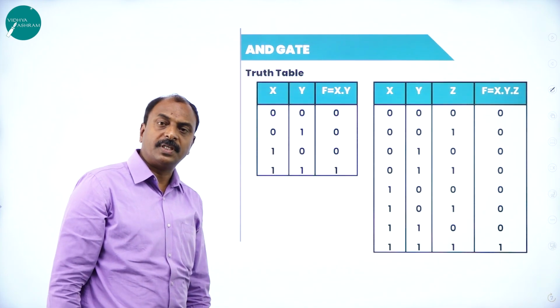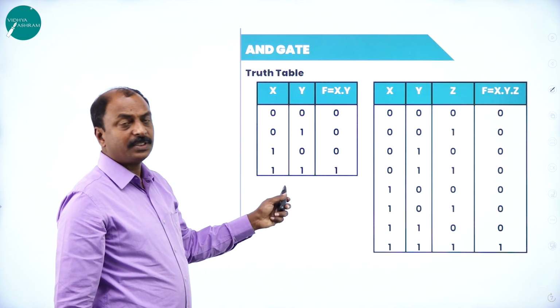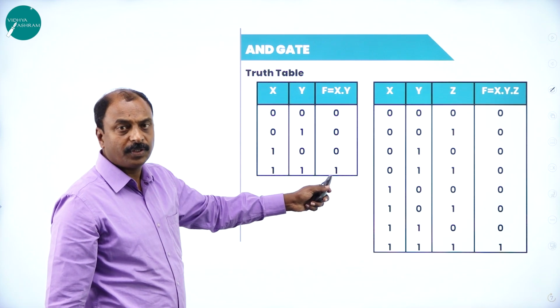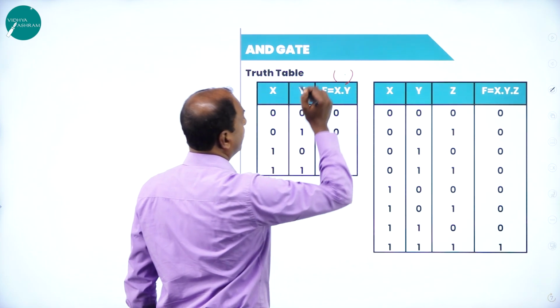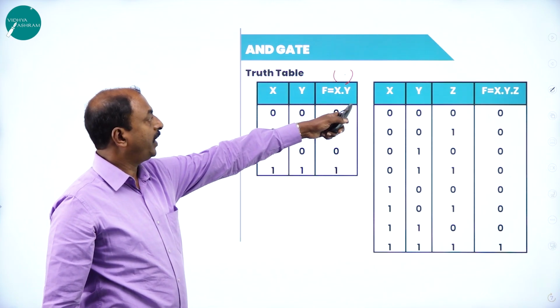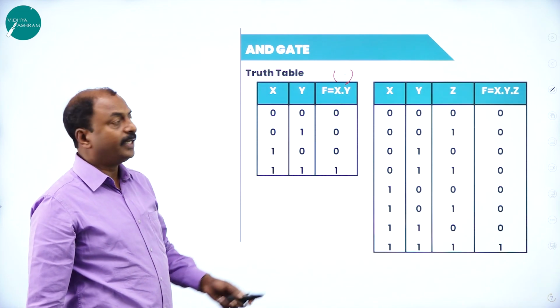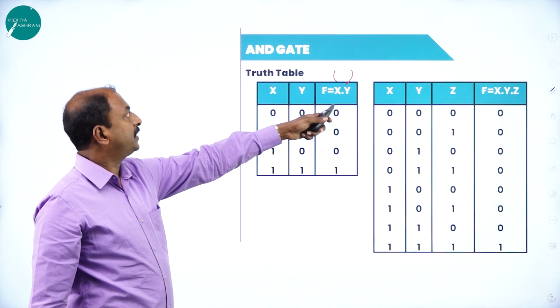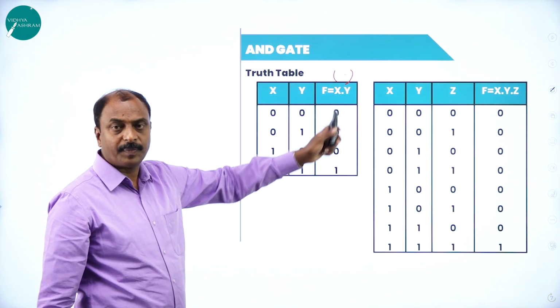As what you have seen in the previous slide, there are 2 variables, 4 different combinations, and this is the output of this AND gate. And here the dot represents the AND operation, x dot y. Here we have to read it as x and y. It is not dot. Dot represents AND gate. We have to read it as x and y operation.